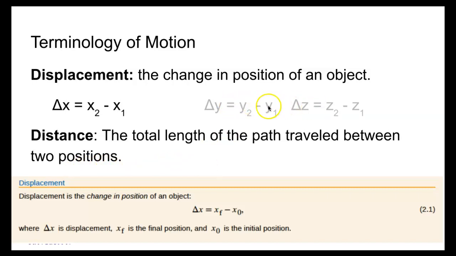And the y and the z here are grayed out because they exist and it works the same way: Y for up, down, Z for out of the page, into the page. They're grayed out because we're not focusing on them right now.